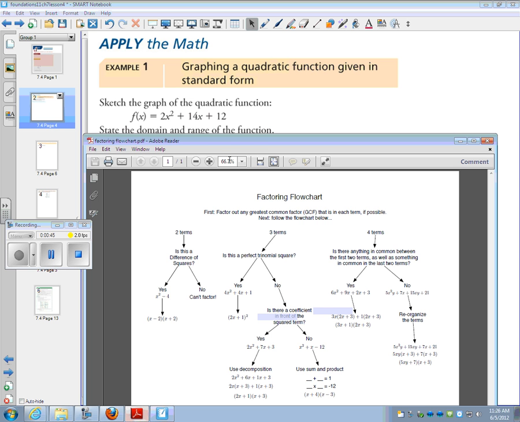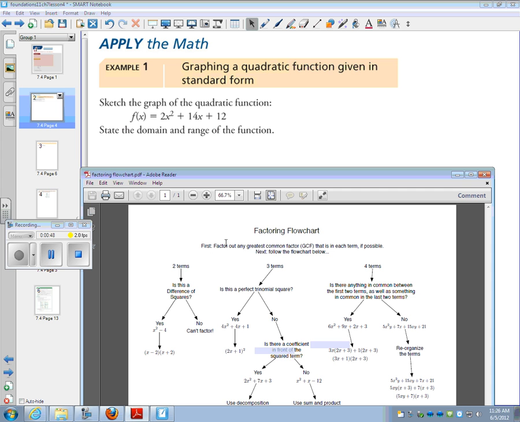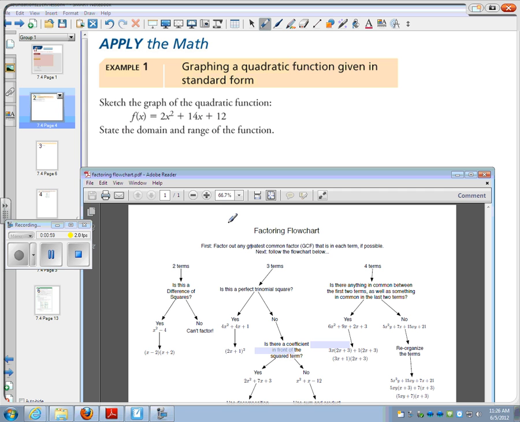So I'm going to get out my flowchart because I don't know how to factor. And it says here, first, I need to factor out any greatest common factor that is in each term. Okay, 2x squared plus 14x plus 12. I'm just going to look at it as an expression. Is there a greatest common factor I could factor out of everything? And there is. I could factor out a 2. I would get 2 times (x squared plus 7x plus 6). Okay, so I have followed it up to this point.